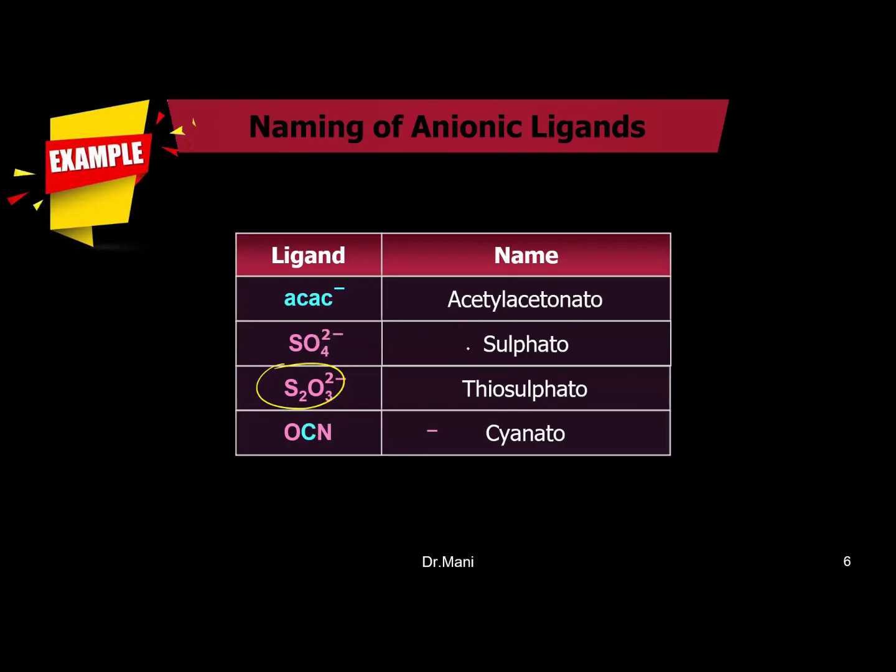Write down these lists somewhere. So ACAC, that is acetylacetonato. SO4 2 minus, that's sulfate, sulfato. Thiosulfate, thiosulfato. Cyanato. Just remember, for anionic ligands the ending should be O. Remember this. It should end with O. Is that clear?